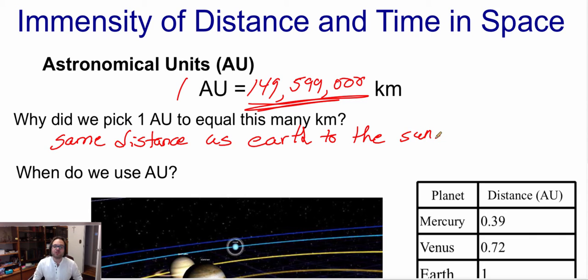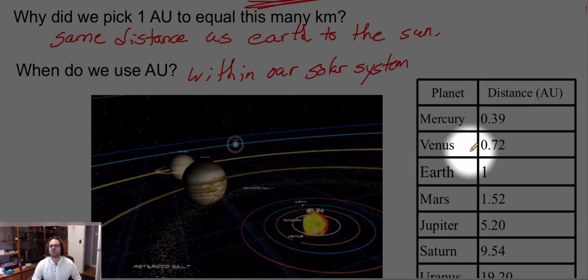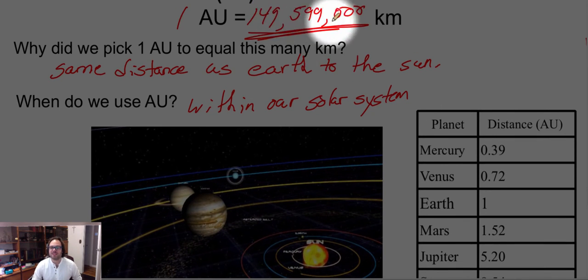So when do we use astronomical units? This huge number is only used within our solar system. It is not used outside of our solar system. So here I have a chart that shows the distances of planets in our solar system from the Sun. So right here it says Mercury is 0.39 astronomical units. So if I want to put that in kilometers, I have to multiply this number here by 0.39 astronomical units, and that will give me my kilometers.